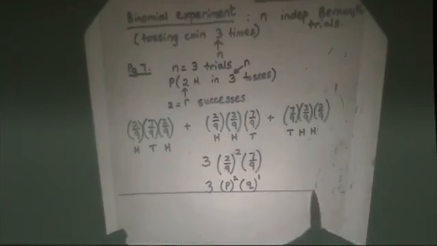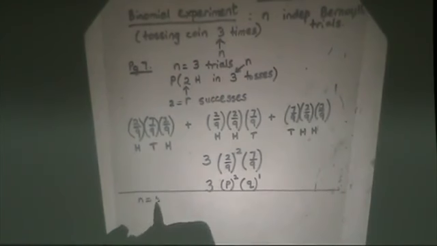What if I were to change this to 5 tosses? What if n were now 5? And I wanted the probability of 2 heads in 5 tosses. r is still 2. I want 2 successes. n is now 5. Now what do I do? Can you help me, Vinny?